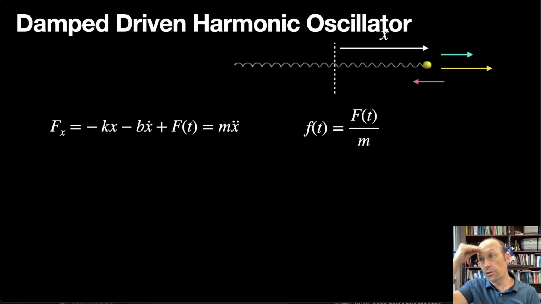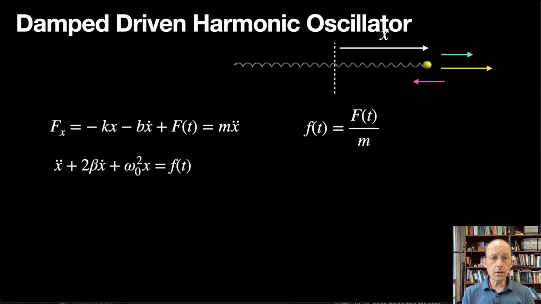Now, it turns out that I'm obviously going to divide it by the mass. You know we're going to divide by the mass, right? Because I want to get it in terms of k over m and b over 2m. So let's define lowercase f of t as the force per mass, and it just makes things easier. Again, you could think of that as a trick if you want. It doesn't really matter. So now this is my differential equation.